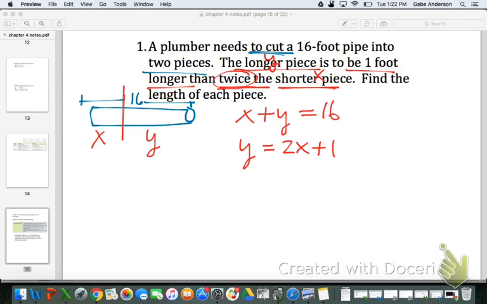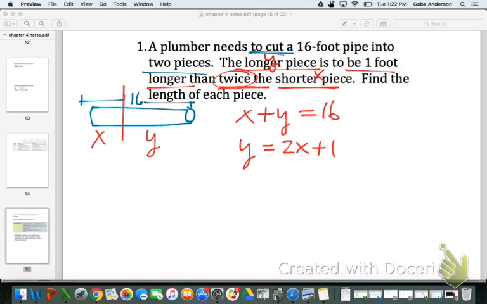Sweet. So once we have these 2 set up, the objective says find the length of each piece. Check out our system. And I think it's really important for us to be wise about this because there's lots of ways to do it. I think there's one way that presents itself right away. What method, Ben, what do you think? Why do you say substitution?